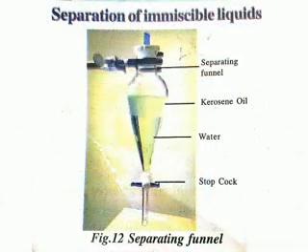Now we will discuss one more activity. What is that activity? Separation of immiscible and miscible liquids. So what is the meaning of miscible liquids and immiscible liquids? Now we will discuss. A liquid is said to be miscible if it dissolves completely in another liquid. If a liquid dissolves in another liquid completely, then we call that liquid a miscible liquid. For example, alcohol is miscible in water.